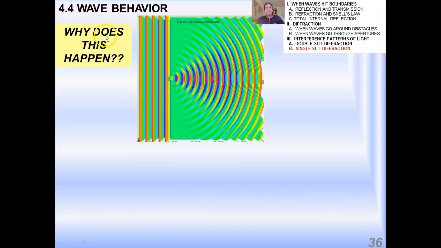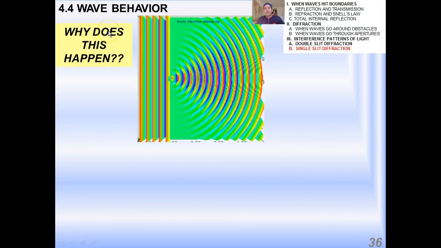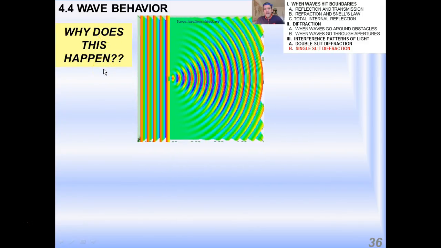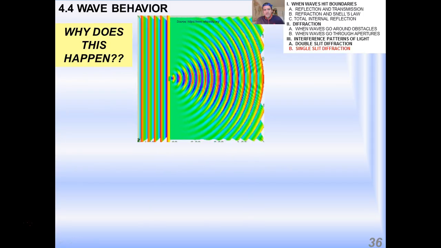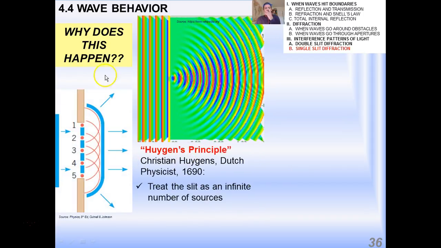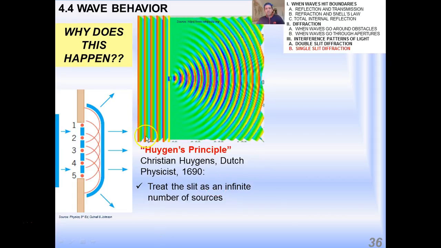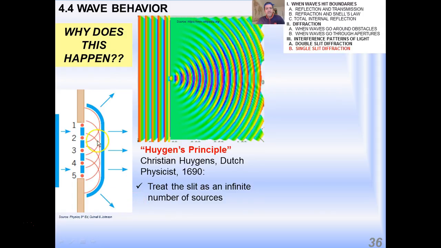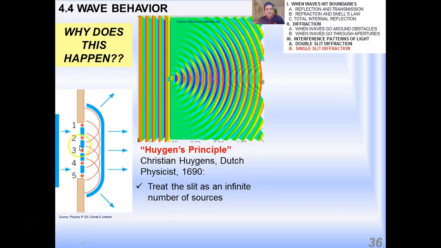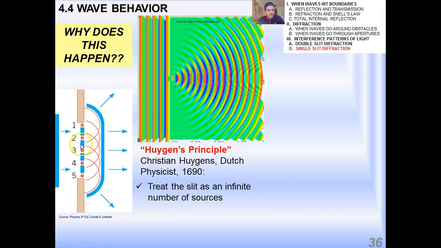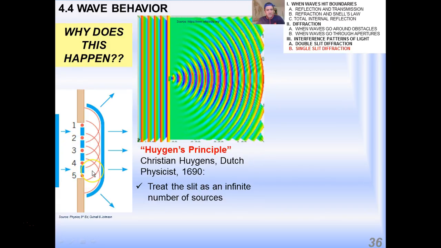Now, we've never really talked about why exactly does diffraction happen? It's kind of an interesting thing. We're going to talk about it now. There was a Dutch physicist in the 1600s named Christian Huygens, and Huygens' principle basically explains this. And what his principle does is it treats the slit as an infinite number of sources, okay? So in this case, it's obviously not infinite. It's only 5 point sources, okay?